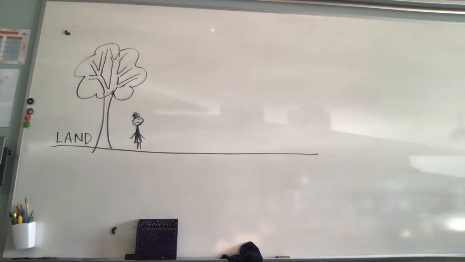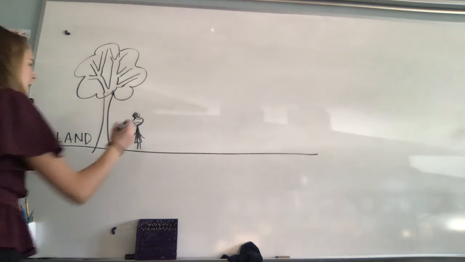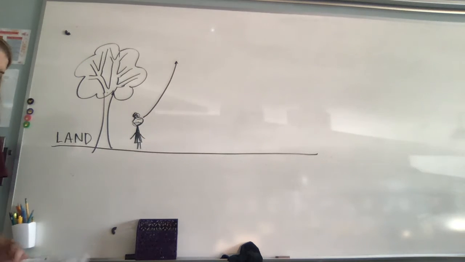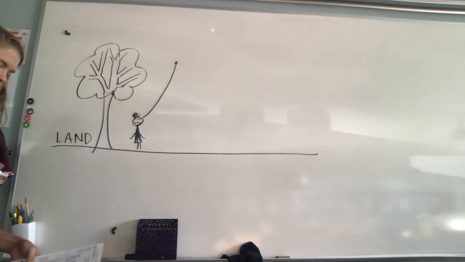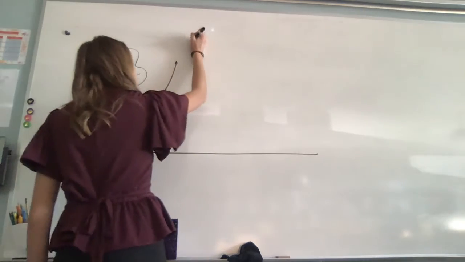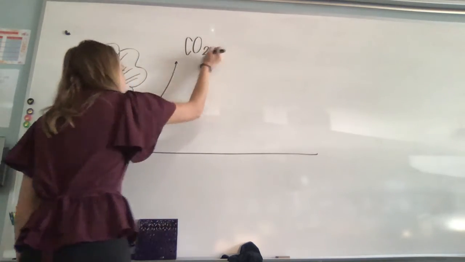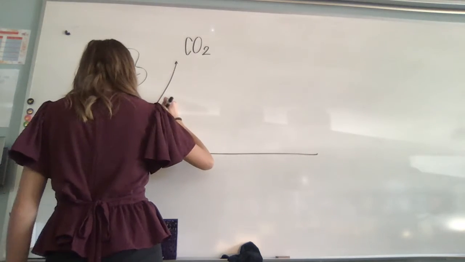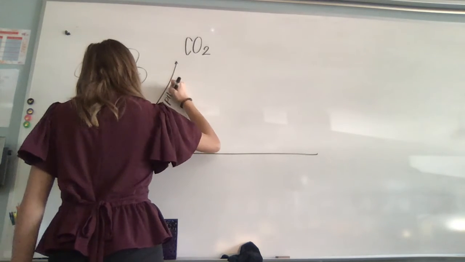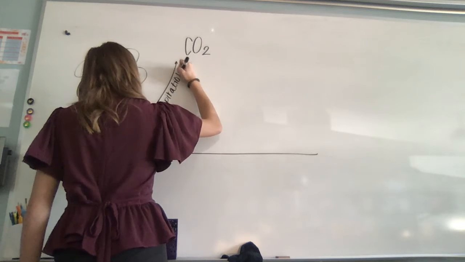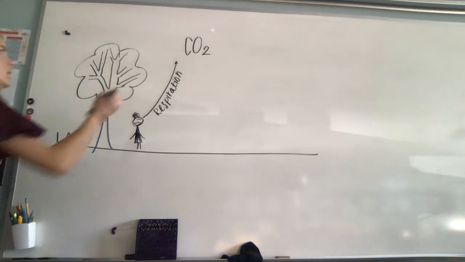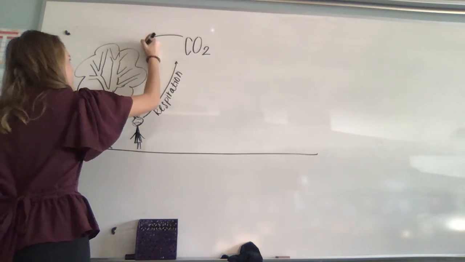Okay. So, I am giving something off into the atmosphere. What am I breathing out as I talk? Right, I'm breathing out CO2. So CO2 is coming out of me through respiration. And where does that CO2 go? Good, it goes into the tree through photosynthesis.